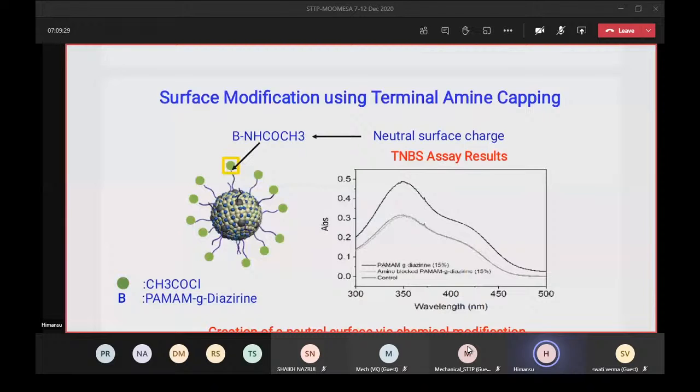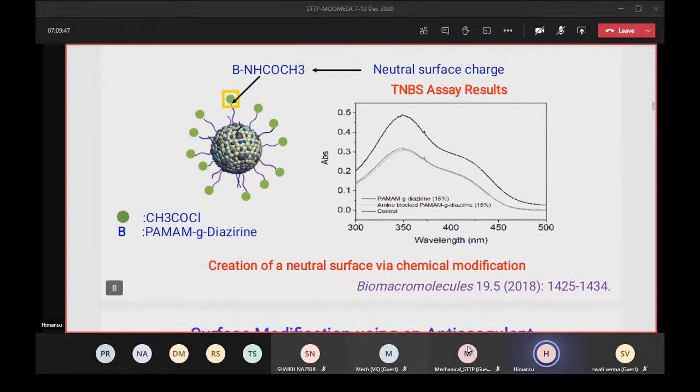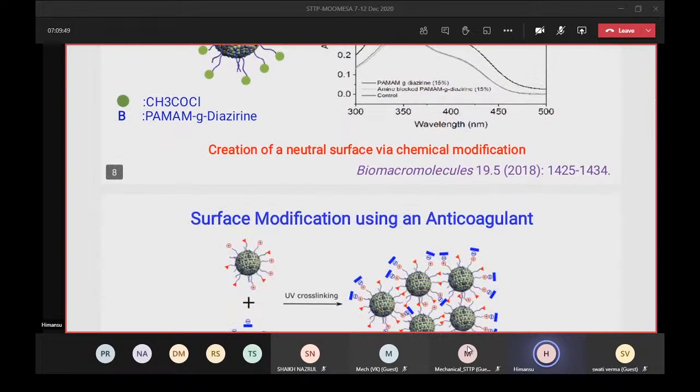The second part is the TNBS assay result. This assay is meant to analyze the modified surface, to see whether free amine groups are present or all the amine groups are consumed. This is the verification through the TNBS assay. In this way, we created a neutral surface via chemical modification.